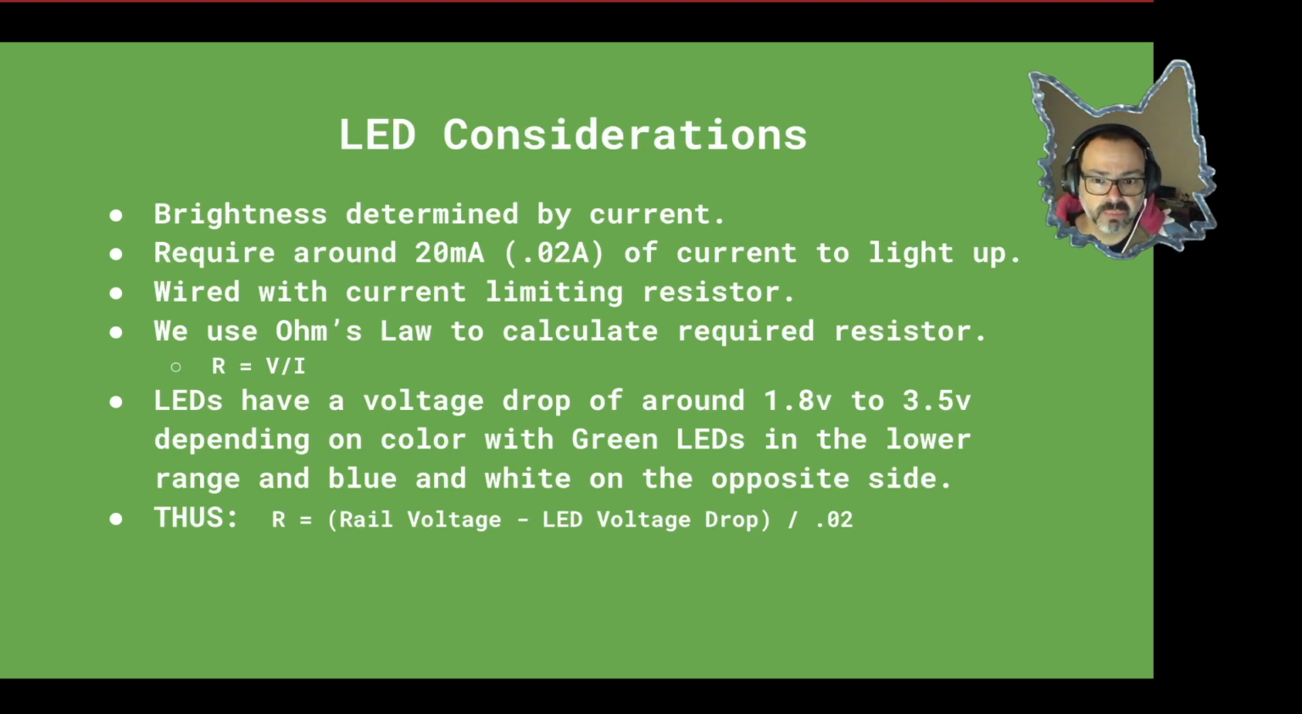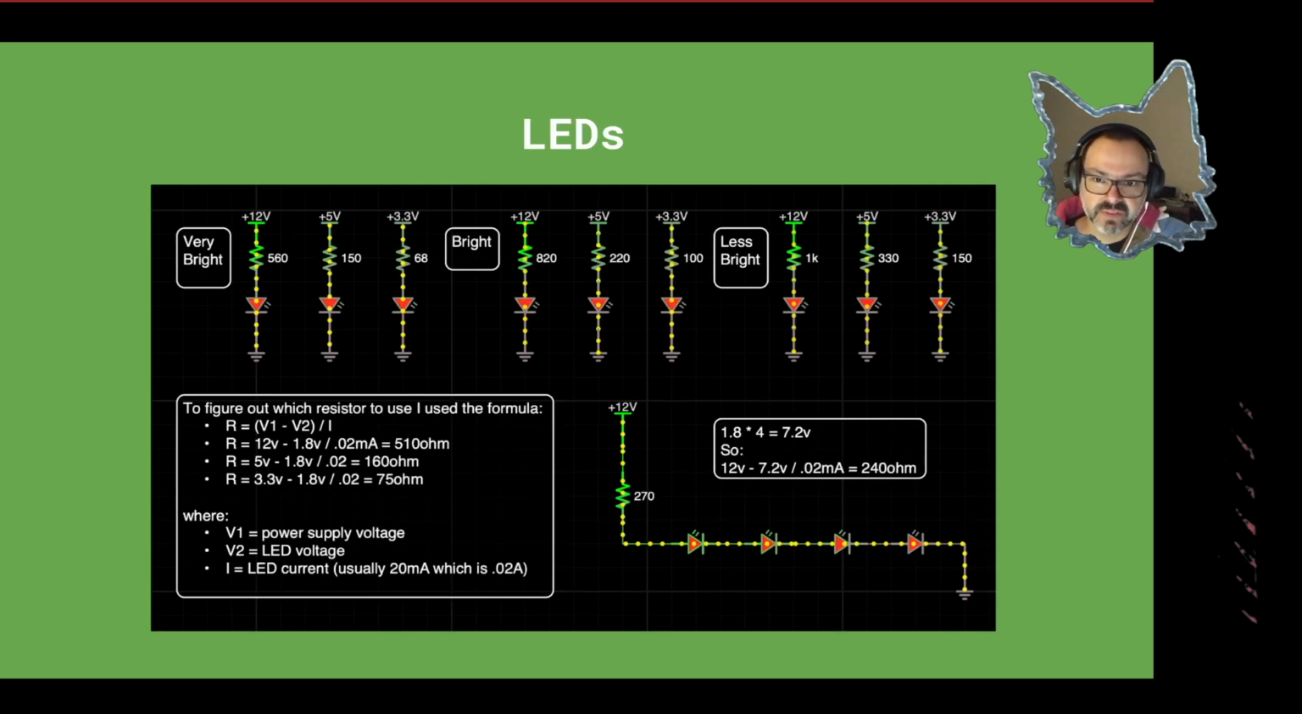To calculate the brightness, we can just use Ohm's law. Different color LEDs will have a slightly different voltage drop, but as long as you stick with some numbers that are close to it, I think you should be fine. A lot of this stuff doesn't have to be an exact science, it just needs to be something close to it. All right, what I have in this slide is just a few different possible combinations that we could use.